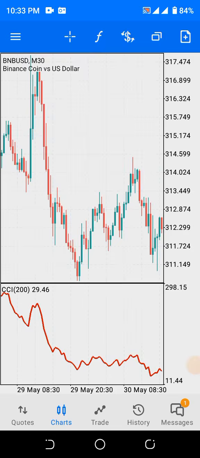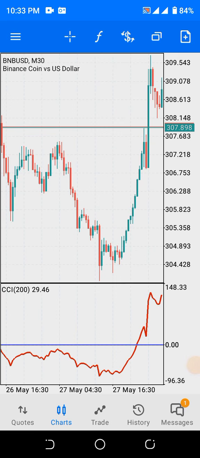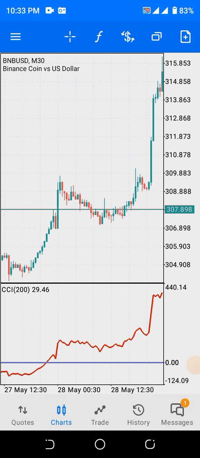So that is all you need. Like I said, you can do your analysis on MetaTrader. If you are trading Binance Coin futures, you can carry out your analysis with this strategy on MetaTrader 5 and go to a crypto exchange like Binance and execute your trade there.